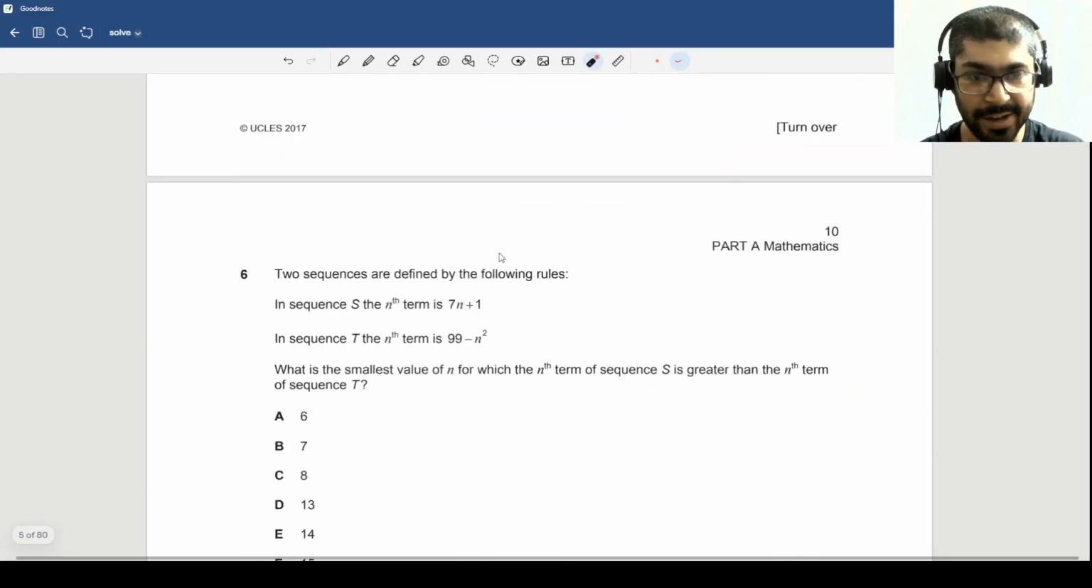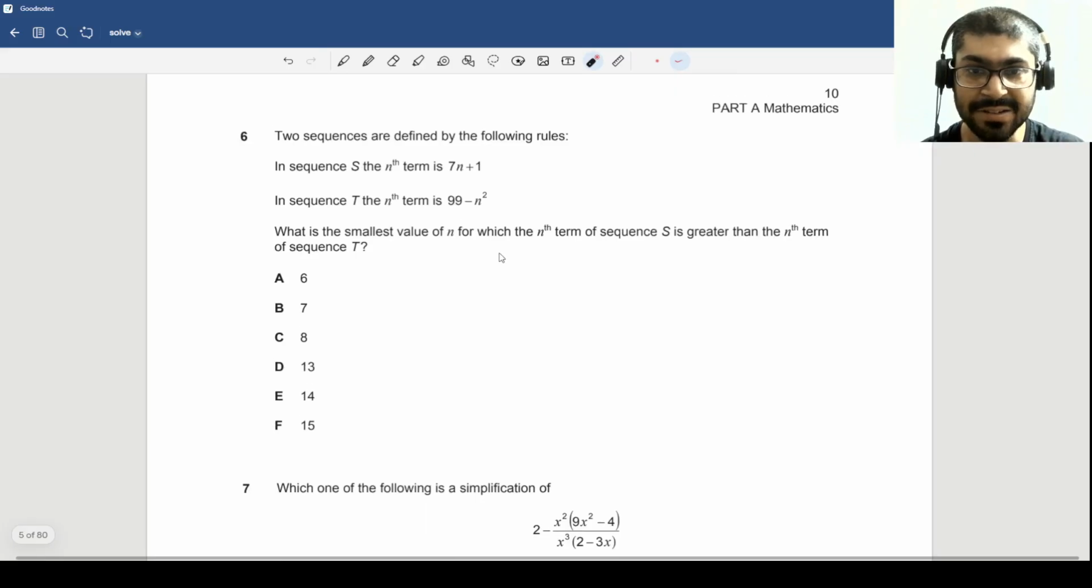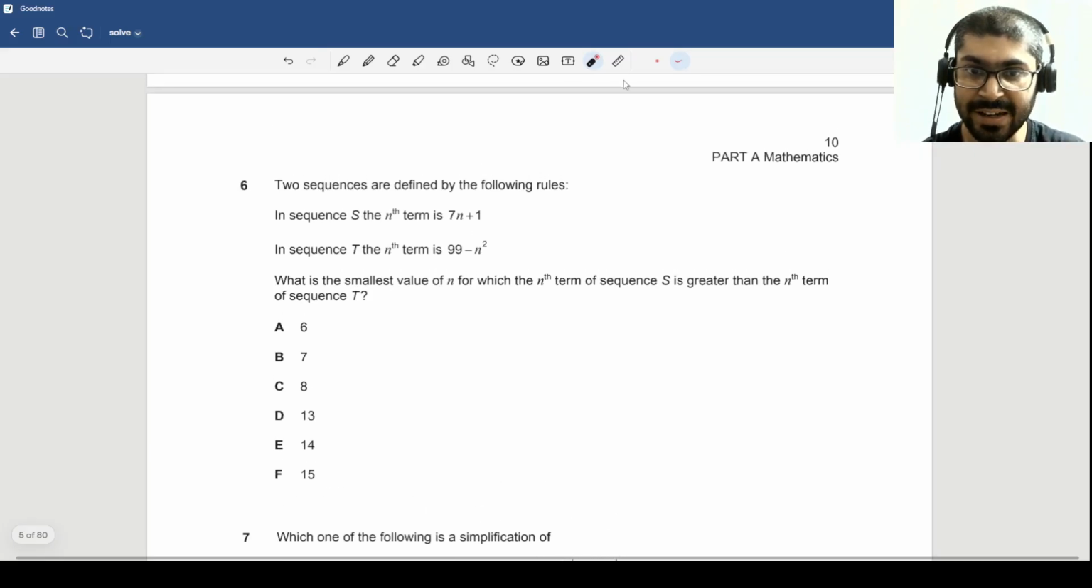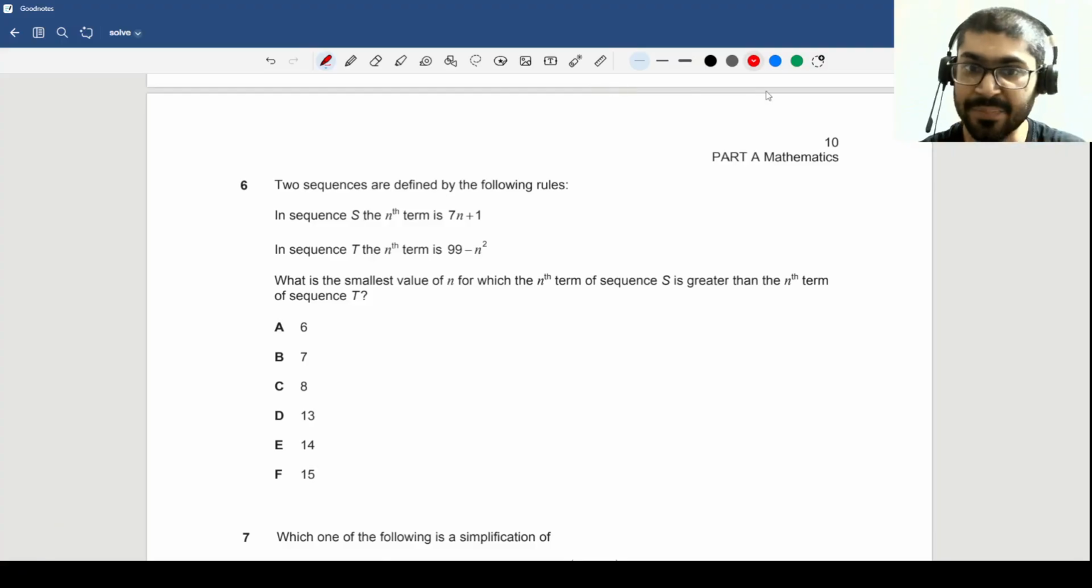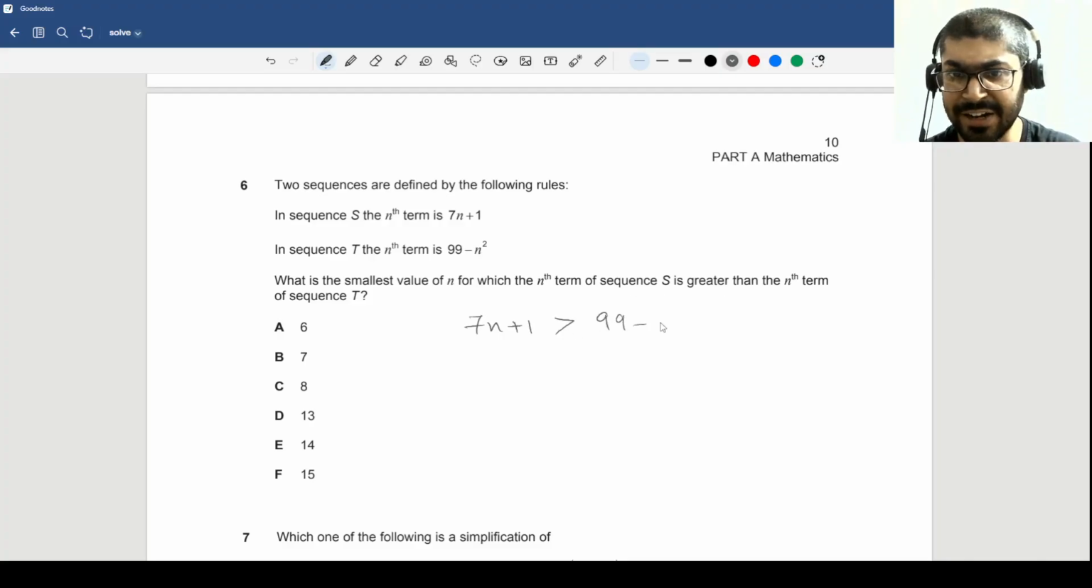Question 6. Two sequences are defined by the following rules. In S, the nth term is 7n plus 1. In T, the nth term is 99 minus n square. What is the smallest value of n for which the nth term of sequence S is greater than the nth term of the sequence T? So basically 7n plus 1 greater than 99 minus n square, and the only thing that is given is that n is an integer.